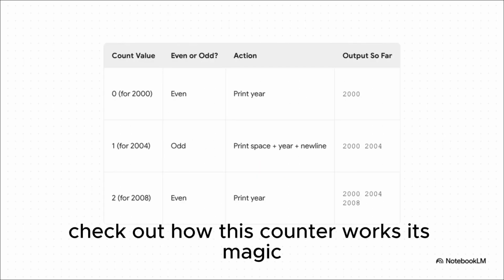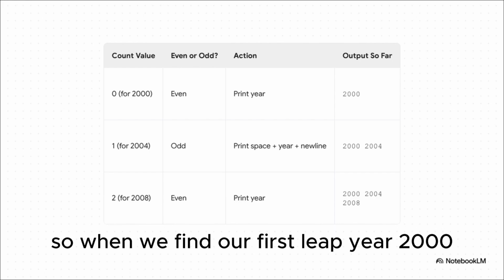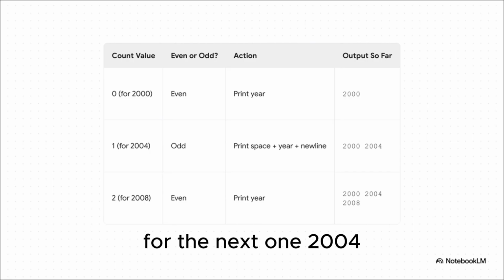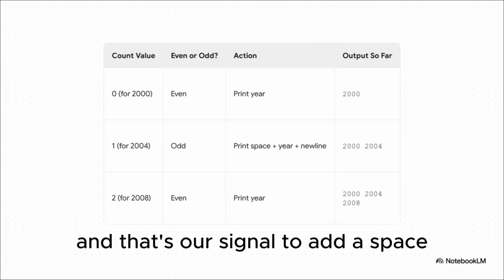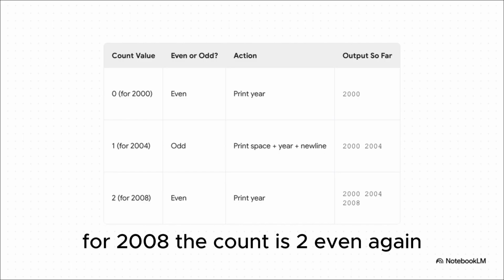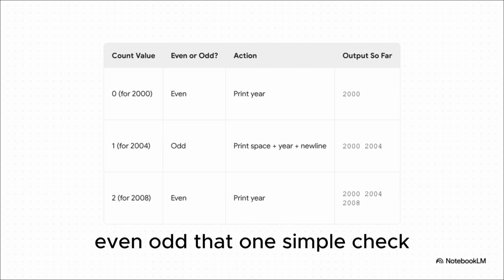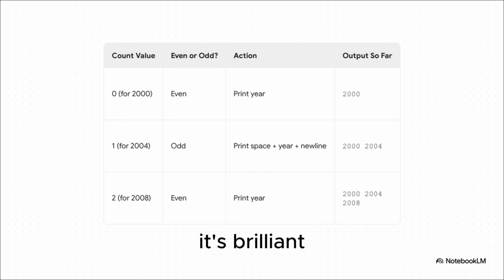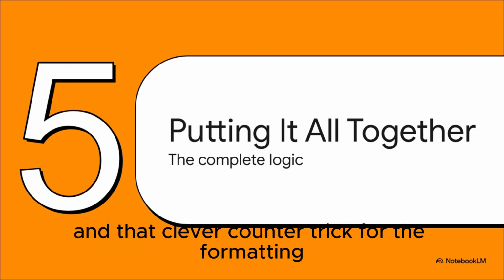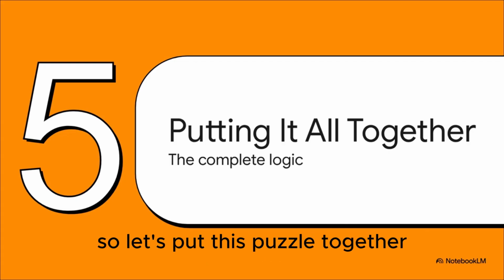Okay, check out how this counter works its magic. All we do is check if the count is even or odd. So when we find our first leap year, 2000, the count is 0. That's an even number, so we just print the year. For the next one, 2004, the count goes up to 1. That's odd, and that's our signal to add a space, then the year, and then start a new line. For 2008, the count is 2, even again. See the pattern? Even, odd, even, odd. That one simple check gives us perfect control over our formatting. It's brilliant. And there we have it, the leap year rule, a methodical loop to check every year, and that clever counter trick for the formatting. We have all the pieces. So let's put this puzzle together.